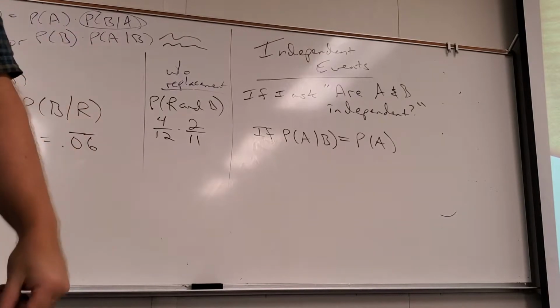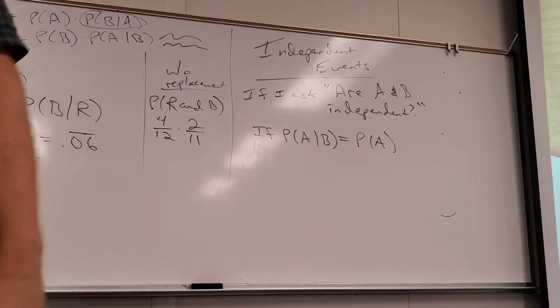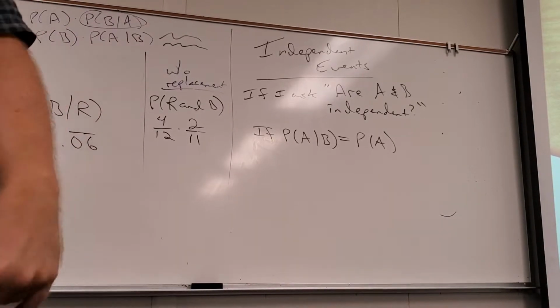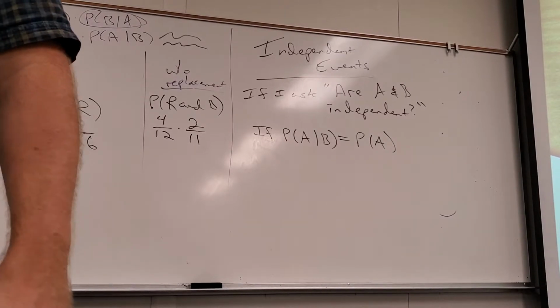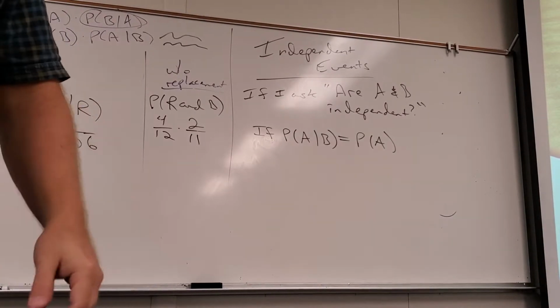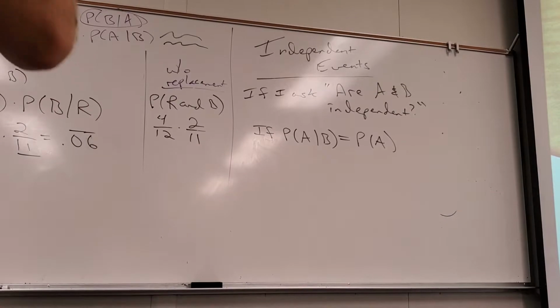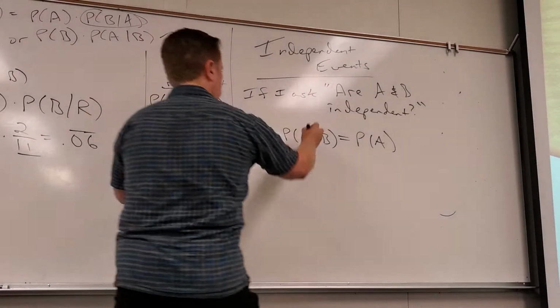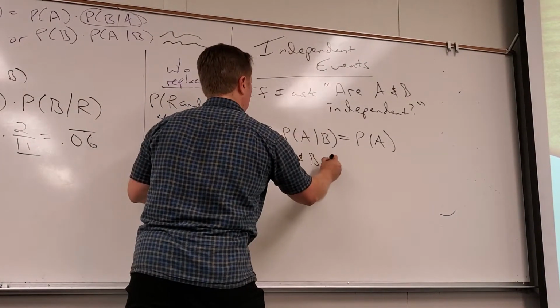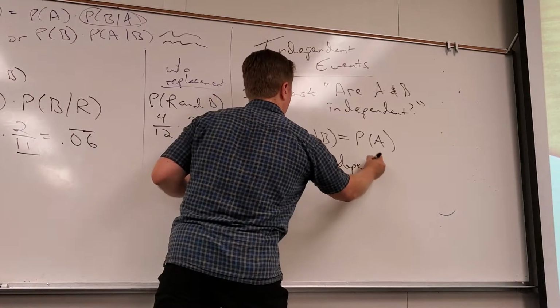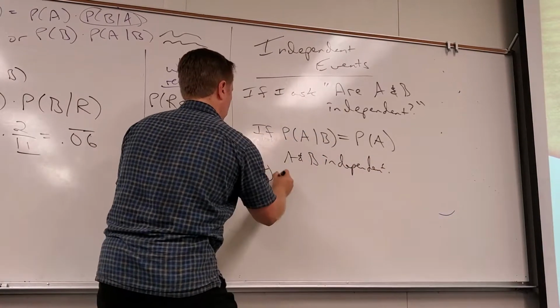So the example I said earlier: probability of a woman is 50%. Probability of a woman, given that she just came off a Harley Davidson motorcycle, is less than 50% now. That would be dependent. If it stays the same, A and B are independent. Otherwise, dependent.